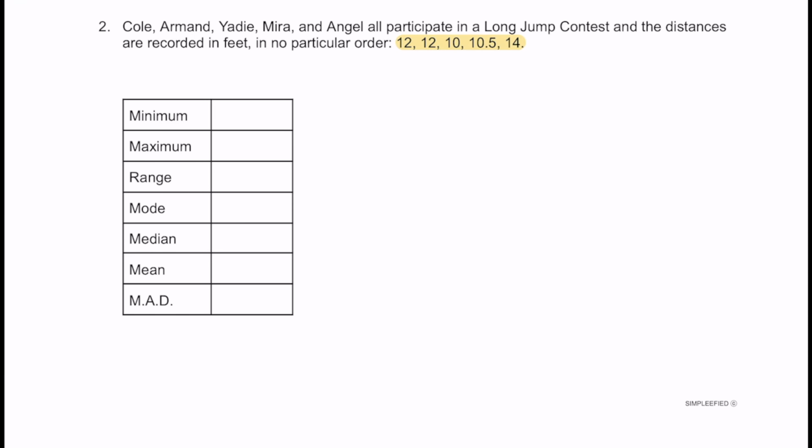So writing them from least to greatest to start, just like we did in the last practice problem, 10 feet is going to be the lowest here. We have 10.5 feet as our next one. Then we have 12 and 12. I'm going to go ahead and cross those out, and then 14. So it looks like we have 5 different people participating here.